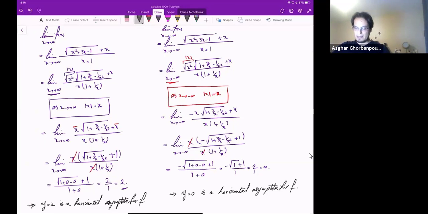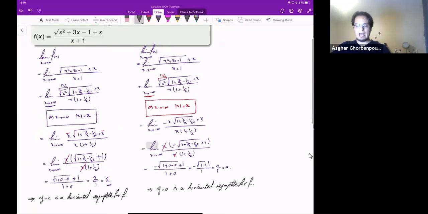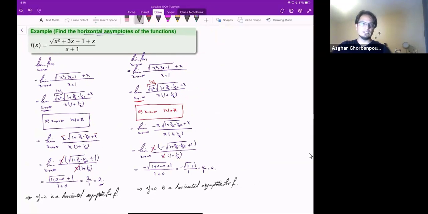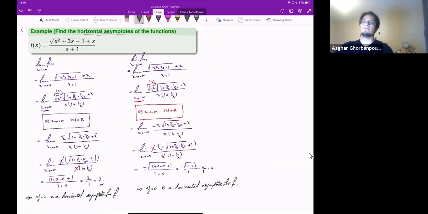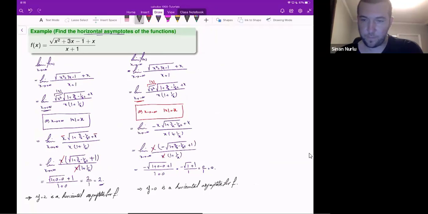So this example has exactly the maximum number of horizontal asymptotes that we can have. Any question, any comments? I think we're good. Very good, thank you.